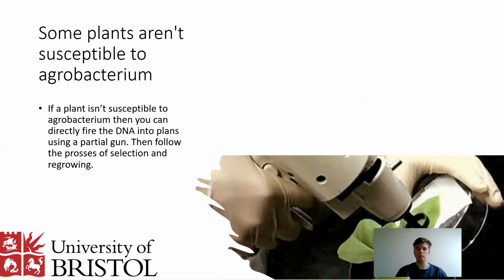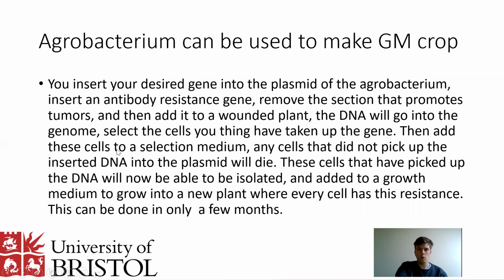However, some plants aren't susceptible to agrobacterium. They have grown resistance, or the agrobacterium just can't get in. So if this is the case, then you can fire a particle gun with the desired DNA directly into the plant, and then you can use the process of selection and regrowing, similar to the section here, where we can just add it to a selection medium, and the cells that did not pick up the desired plasmid, the desired gene or the desired resistance gene will die, and then again you can regrow it using a growth medium.